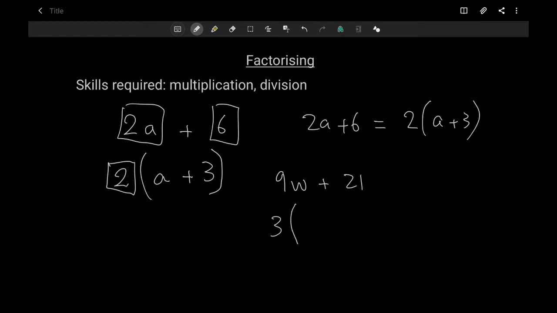Now we open the bracket and we say, 3 multiplied by what will give us 9w? And the answer is 3w. Plus 3 multiplied by what will give us 21? The answer is 7. We close the bracket and we're done.